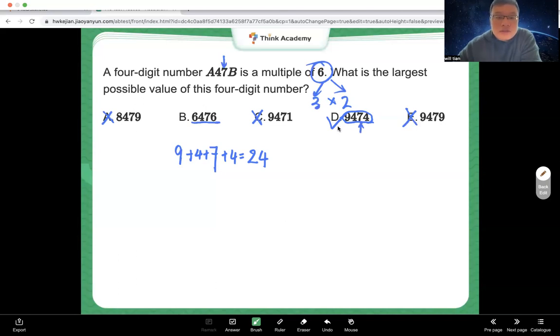All right, that's it. So we don't need to care about B because that's much smaller than D. You don't need to worry about that. It must be D. All right.